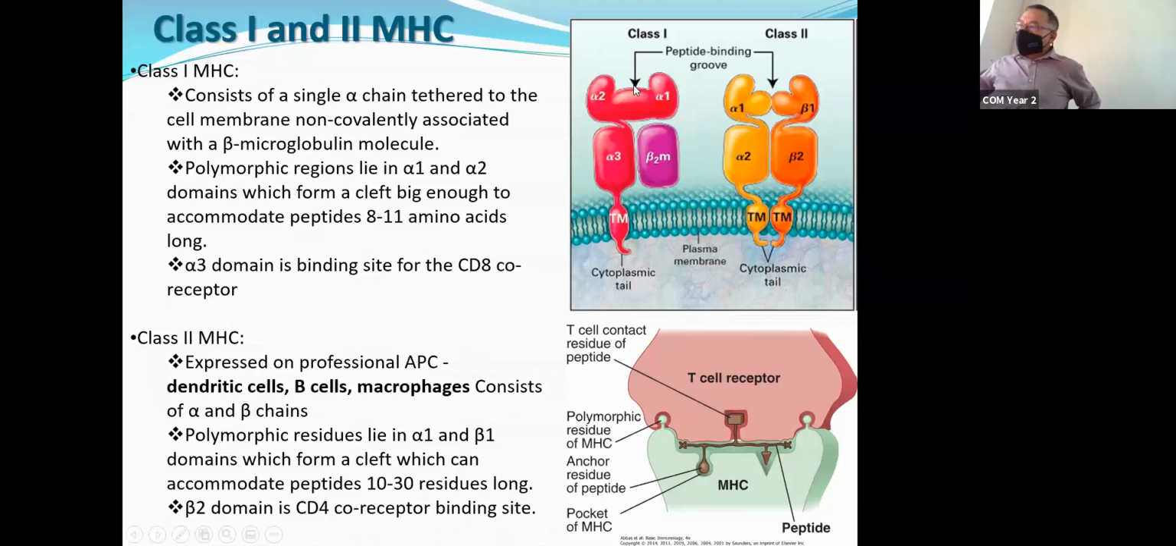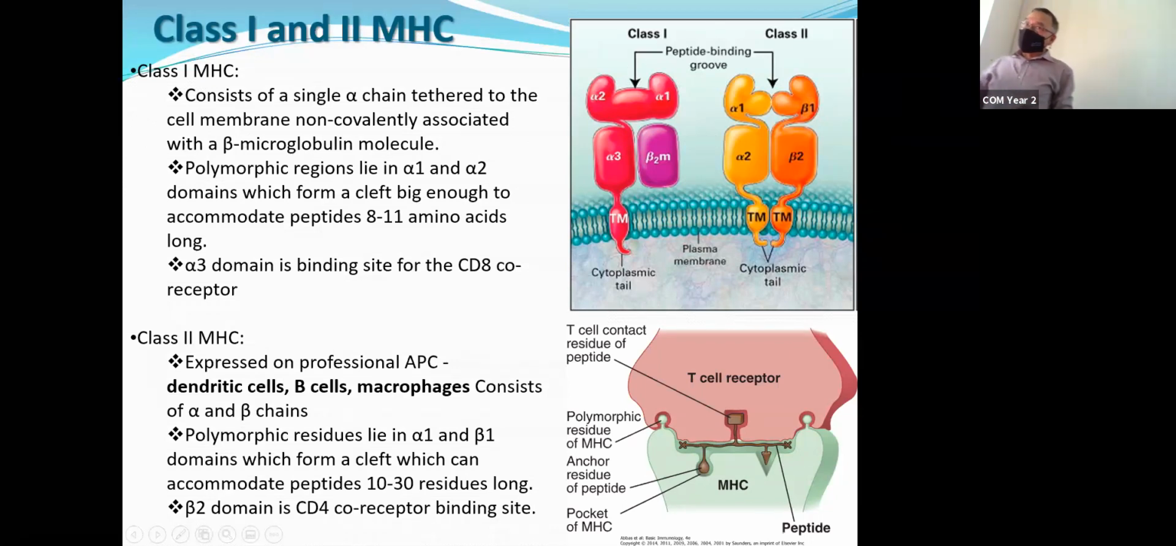Now, this hot dog bun, or this bed, is where the antigenic peptide sits. So in this diagram, we're looking this way. So our hot dog, or our antigenic peptide, is lying longitudinally. This diagram changes 90 degrees. So this is our antigenic peptide.